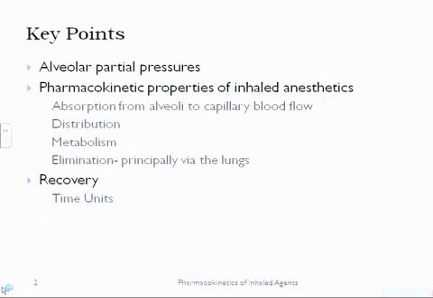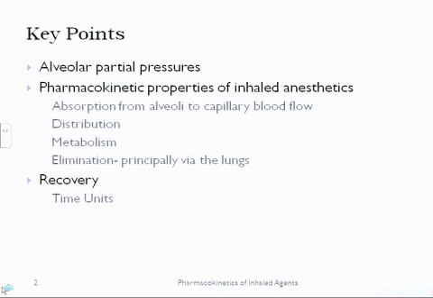Okay? The key points in this discussion is going to go over alveolar partial pressures. It's going to then describe to you the pharmacokinetic properties of inhaled anesthetics, going from how medications are absorbed from the alveoli to the capillary. And we'll talk a little bit about distribution, elimination, and metabolism.